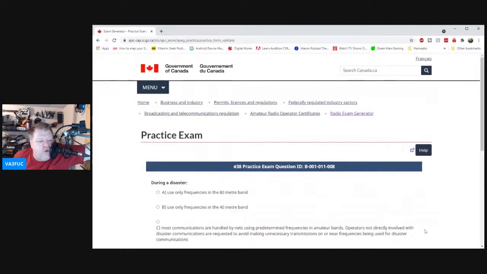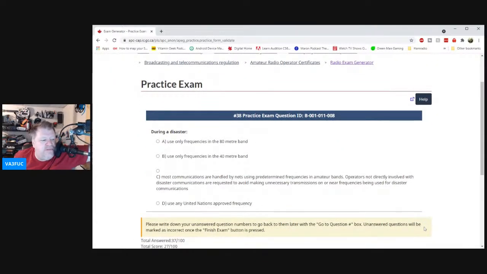During a disaster, only use frequencies in the 80 meter band. Use frequency in the 40 meter band. C. Most communication is handled by nets, predetermined frequency in the amateur band. Operators not directly involved in disaster communication are requested to avoid making unnecessary transmissions on or near the frequency used for disaster communication. Or D. United Nations approved frequencies. Well, when a disaster hits, nets go into action. And if you're not part of the disaster, they ask you do not interfere with their disaster relief. So it will be C. Final answer.